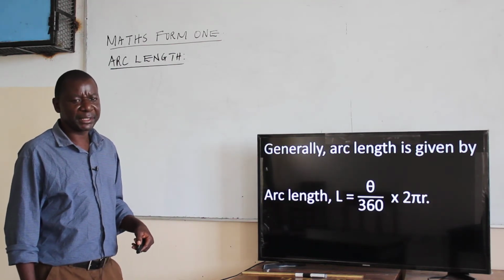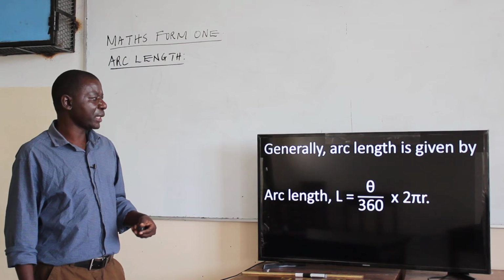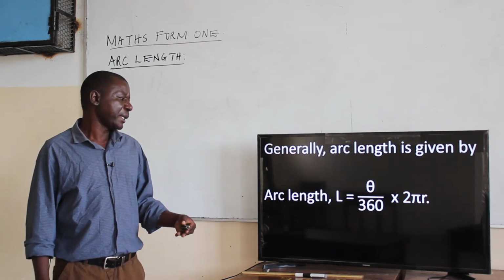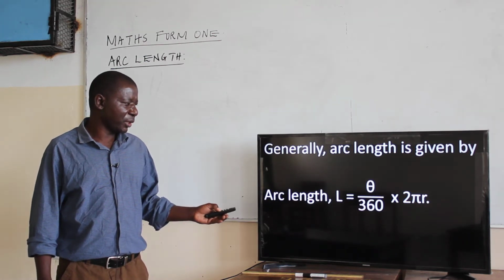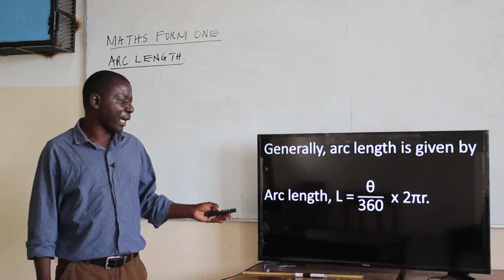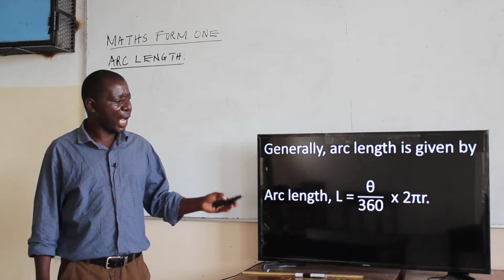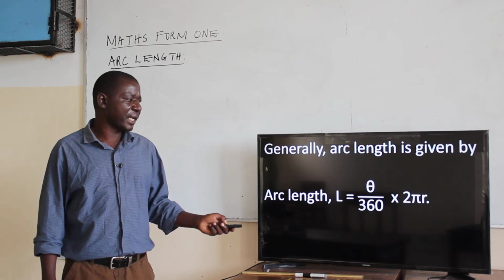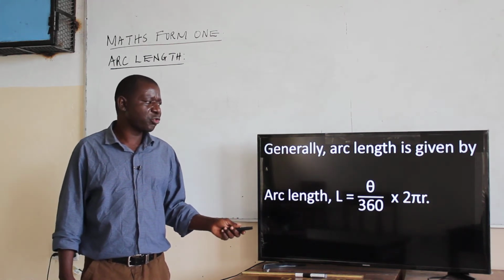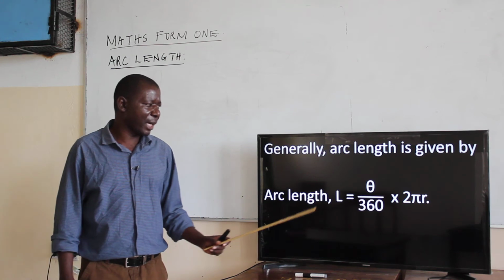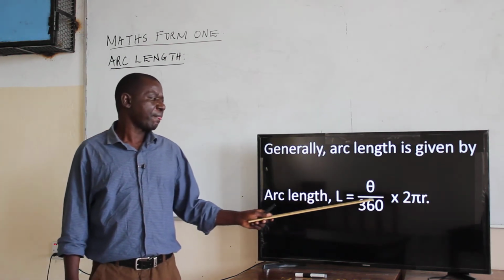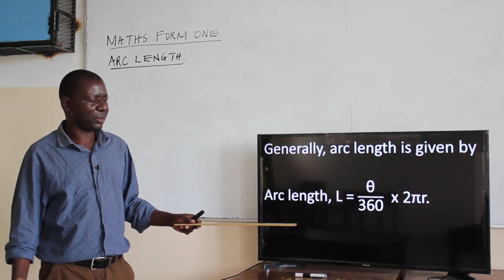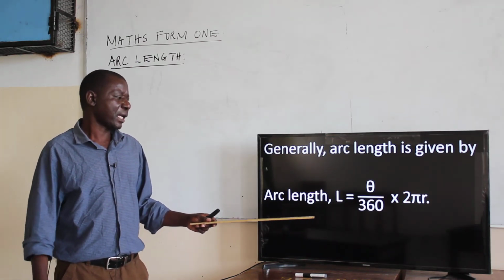I want to give you an example, but before we look at an example, generally the arc length is given by the formula that is shown there. The arc length is equal to the angle that sustains that particular arc, divided by 360, then multiplied by 2 pi r. I want you to remember that 2 pi r is the formula for the circumference of a circle.